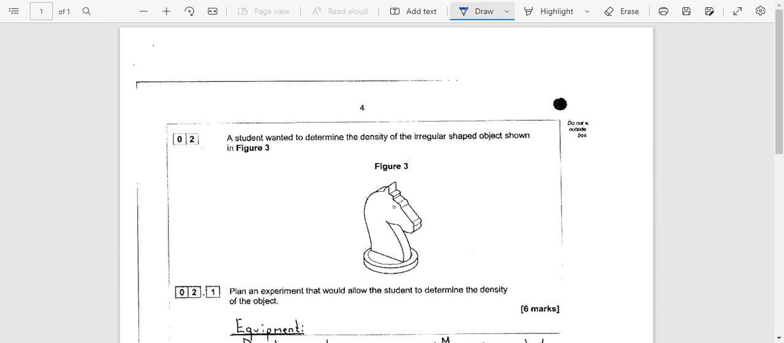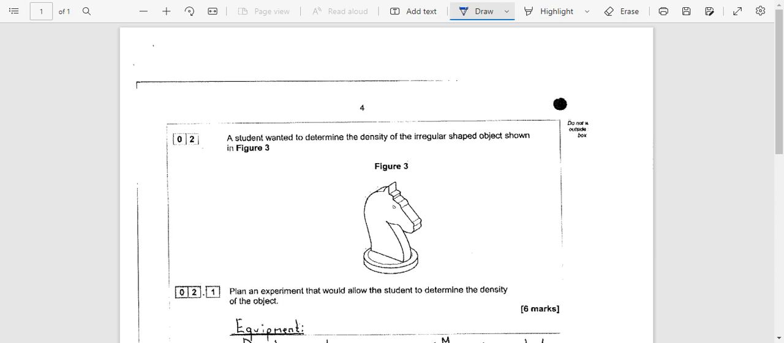In this exam question, students are being asked about the density required practical in physics. It says a student wanted to determine the density of an irregular shaped object shown in figure 3. Plan an experiment that would allow the student to determine the density of the object.